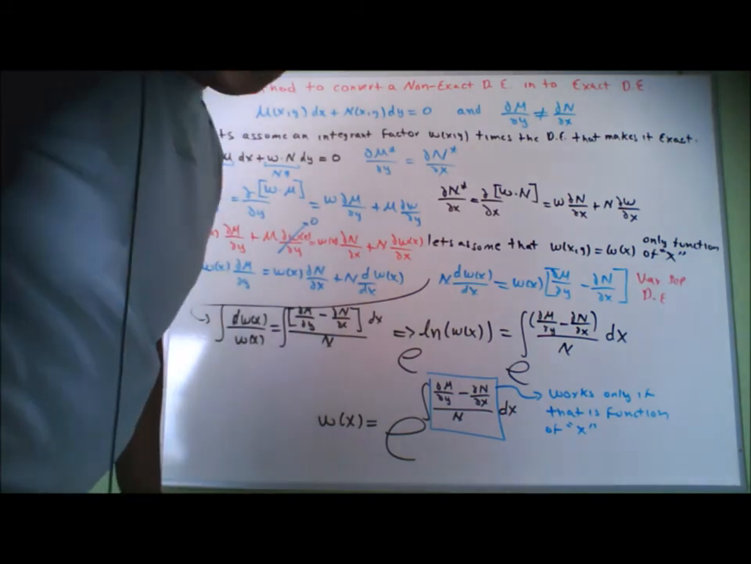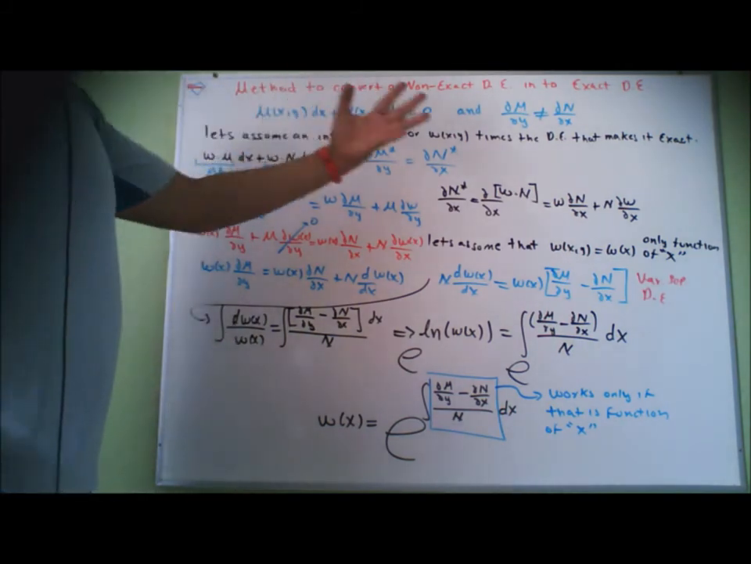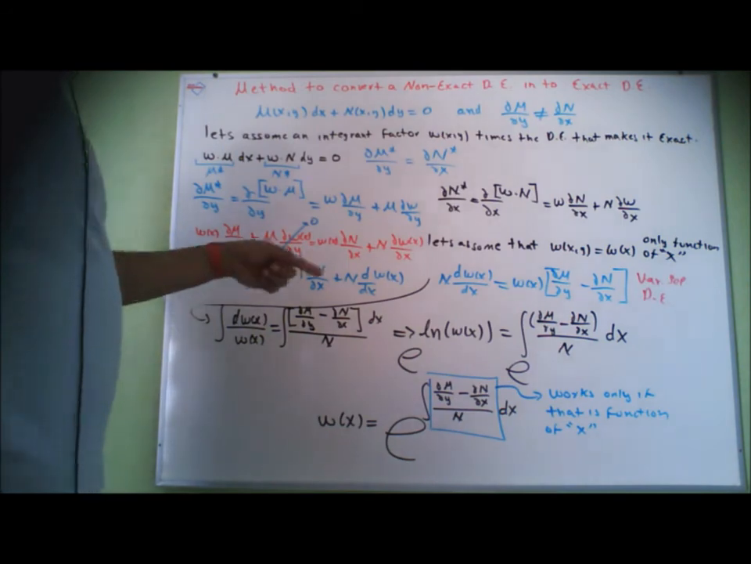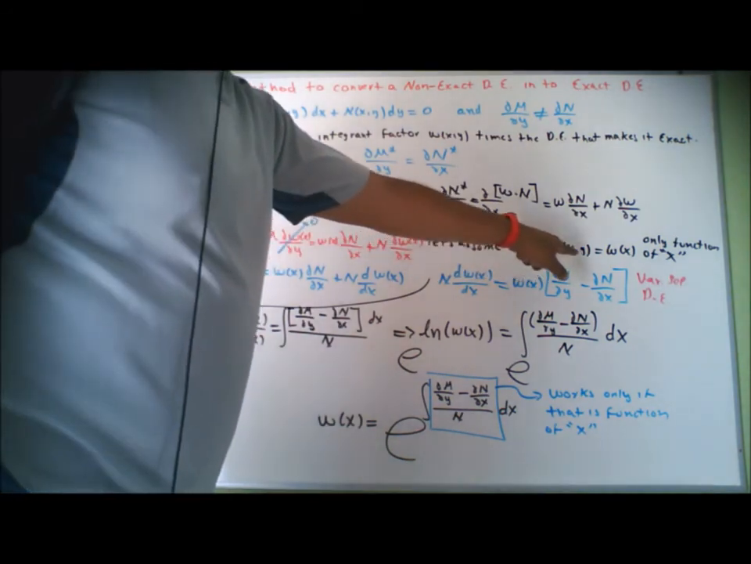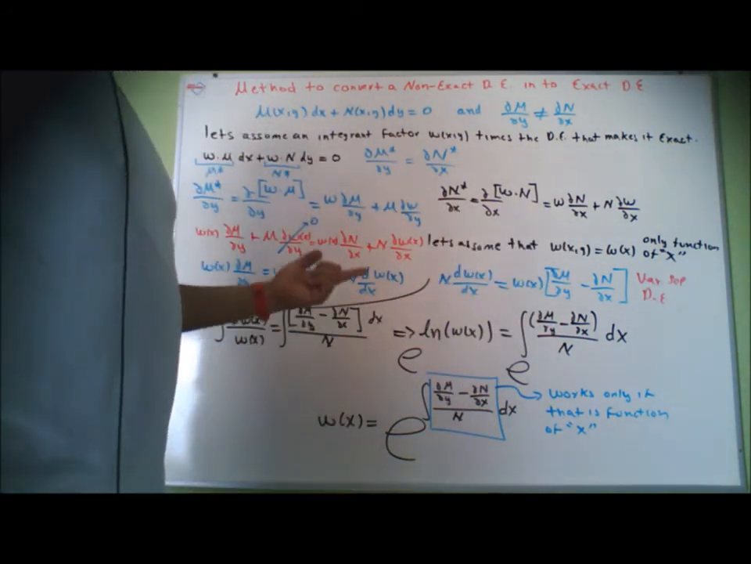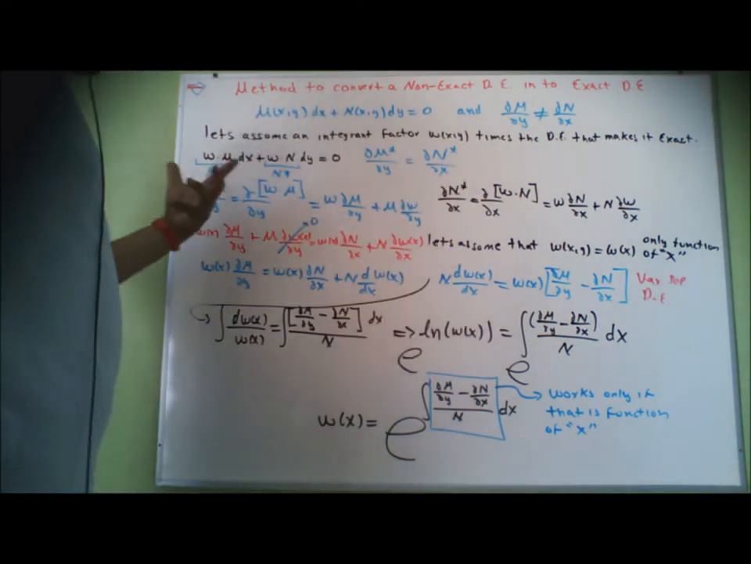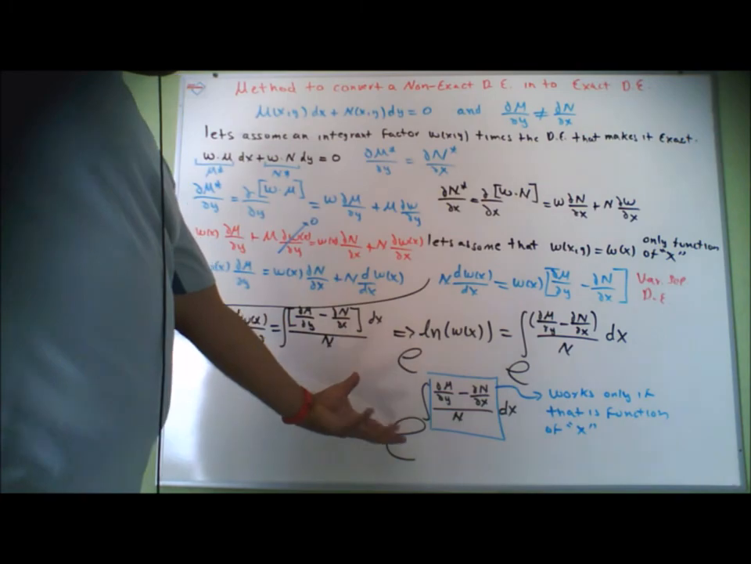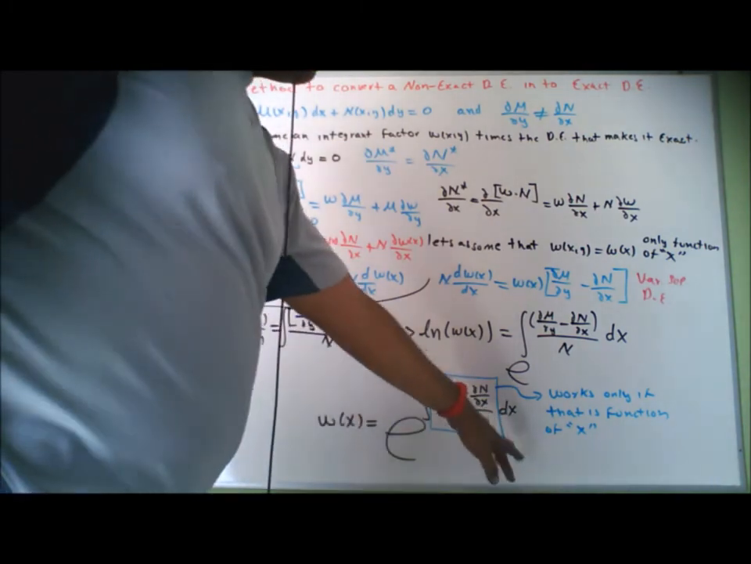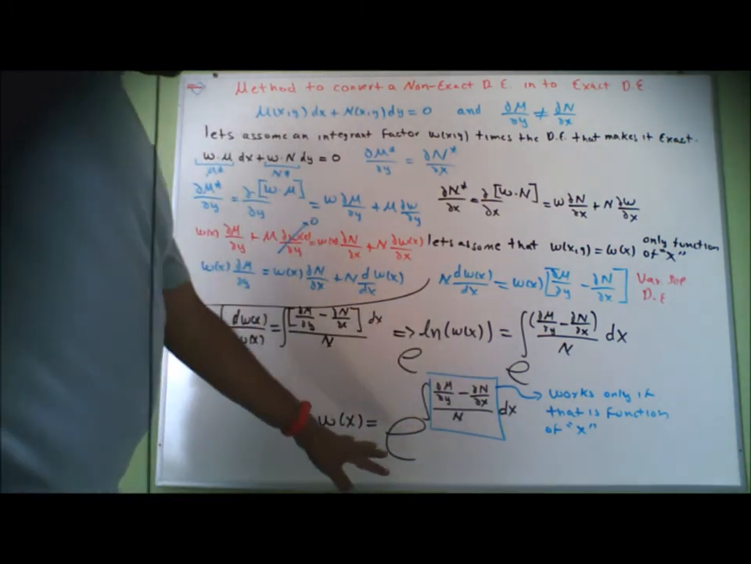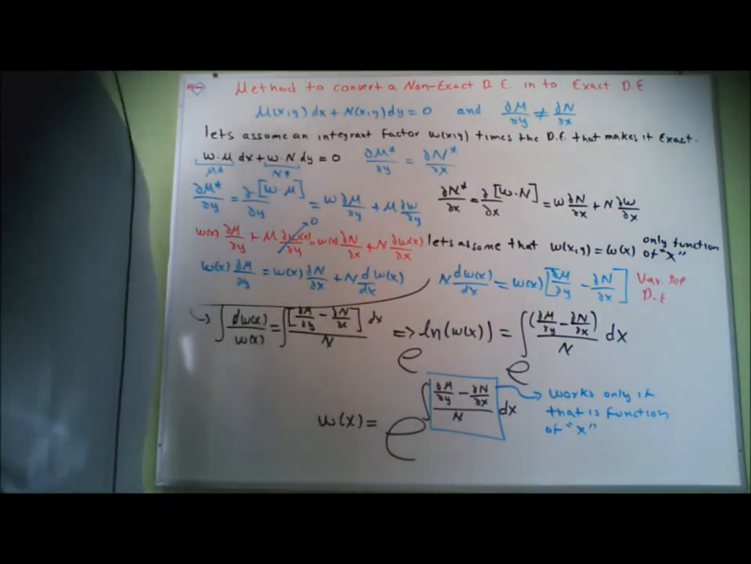Okay, in the next video, I'm going to repeat the same process, but instead of assuming that w of x comma y is a function of x, let's assume that it's only a function of y. And then you are going to get a very similar formula, but as a function of y. So you have two options. You can use this formula or you can use the other formula, with the same restriction.